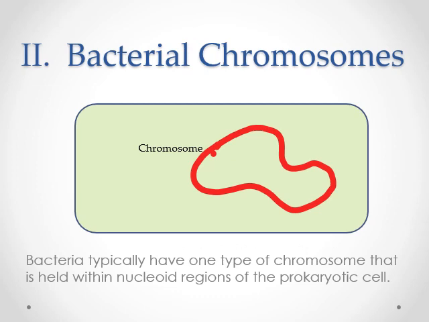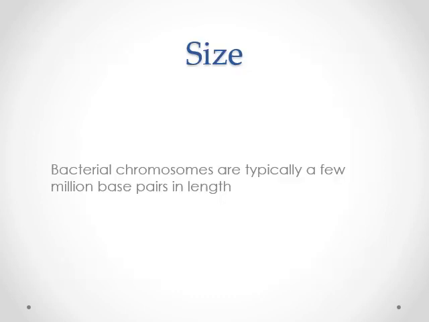Moving up, a little bit more complex, are the bacterial chromosomes. Bacterial chromosomes are held within the nucleoid region, because remember, there's no nucleus. And they are inevitably round. Bacterial chromosomes are circles, and they're about a few million base pairs in length.